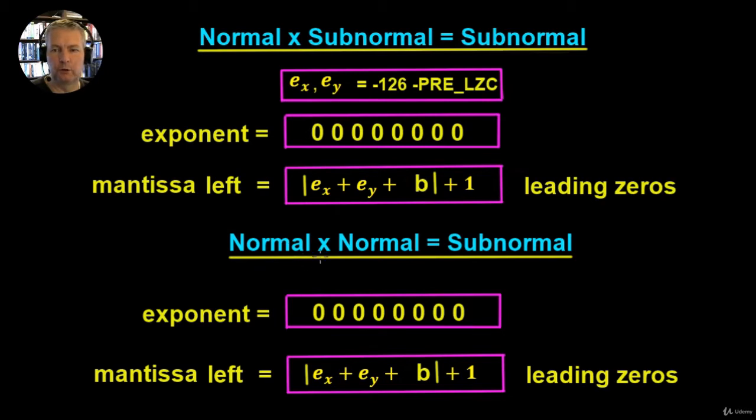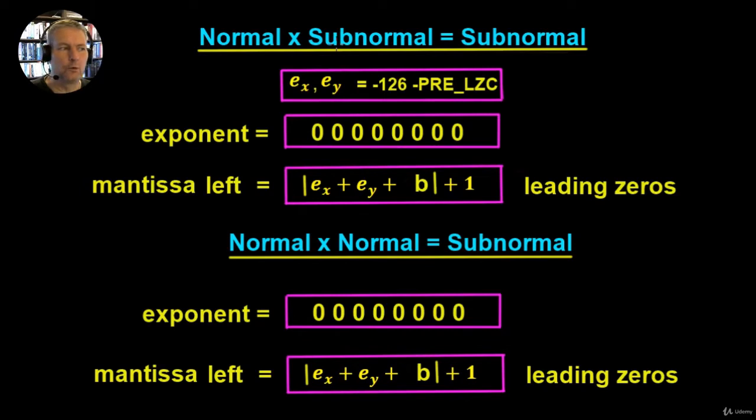And finally, we'll look at the normal times the normal given a subnormal. Now in this instance, we don't need to do this part here, so we just use the normal biased exponent. And then the final output, we force the exponent to a value of 0, and the mantissa is going to shift by this amount here.